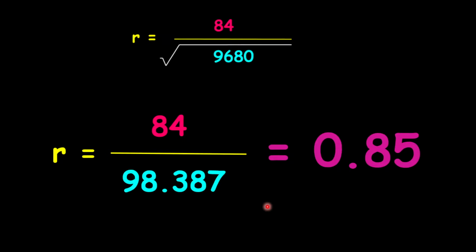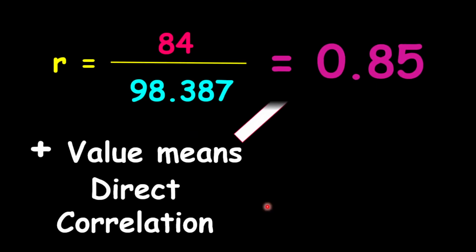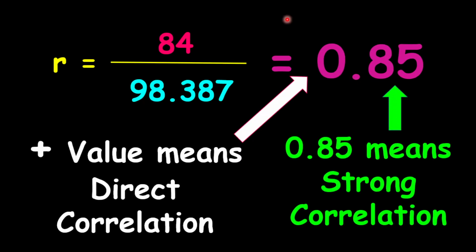Now what does this mean? This is a positive value, and if the value is positive, it means that it is a direct correlation. This value is close to 1, very close to 1. So this means that it is a strong correlation, which means that as age increases, the height of the male in the Brown family will also increase. And strong correlation means that the incremental changes are pretty much close as well.